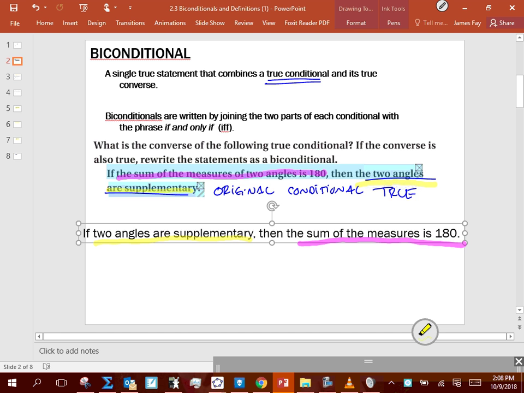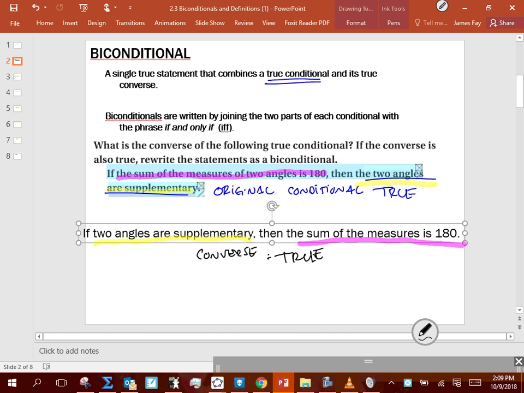Is that a true statement? If two angles are supplementary, so right now I'm going to give you two supplementary angles, does that mean that their sum is 180? Yeah, there are no counterexamples to that. So this is a true statement. This is the converse, and it is true.